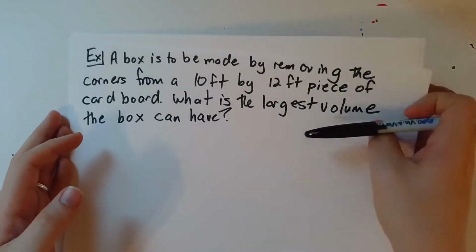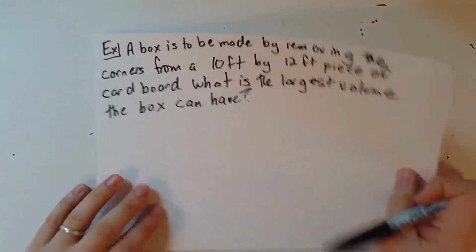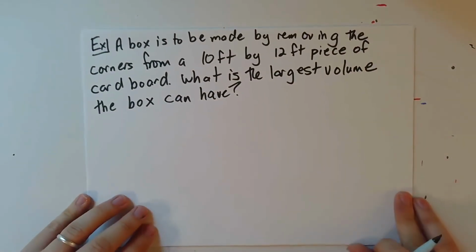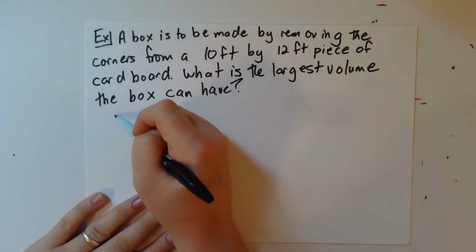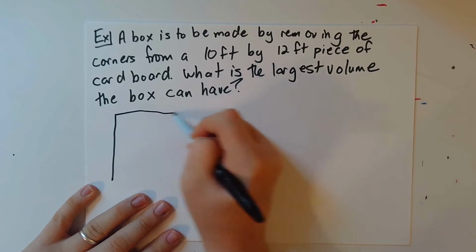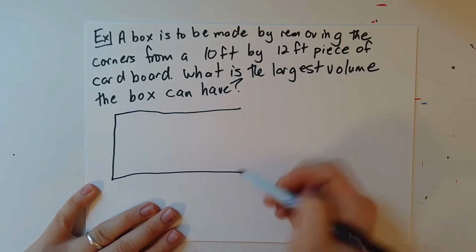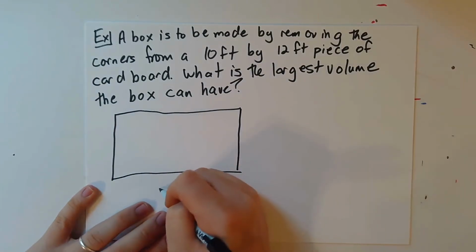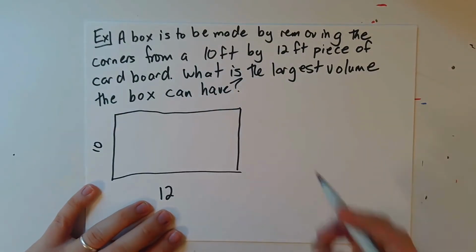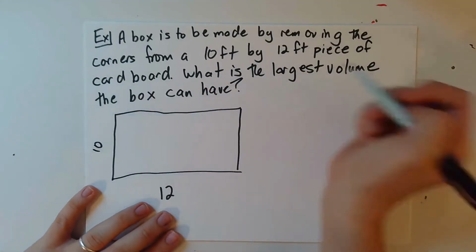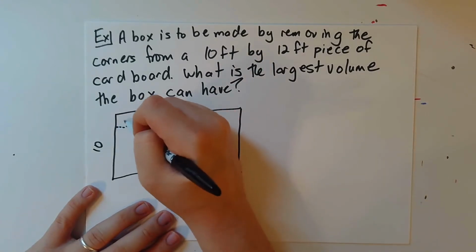Okay. Let's do another question that's slightly different. This is actually slightly more realistic as to how we do this. So here we're going to start with a 10 by 12 sheet of cardboard. And we're going to chop some corners off.